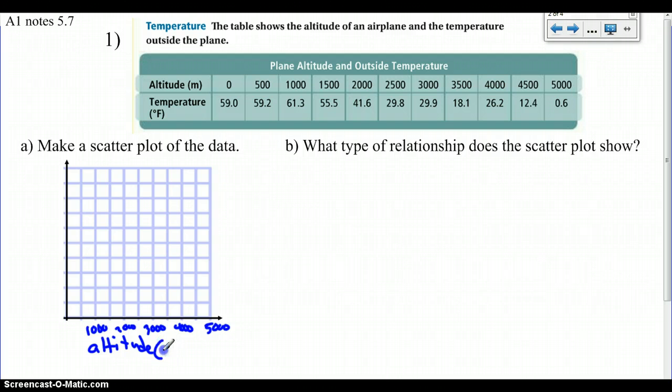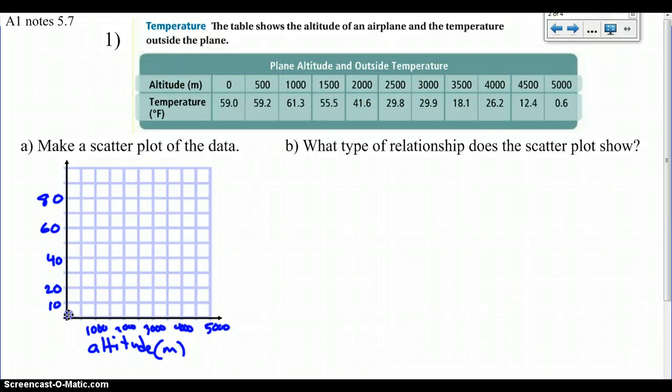And that altitude is measured in meters. Where the temperature, the max that I see here is 59 degrees. Maybe it would be okay to go by tens in this scenario, even though that's going to go a little bit higher than we really need it to. And again, I'm not going to label every single spot. I think going every couple of tick marks will do the trick. Alright, so let's take a look at this.